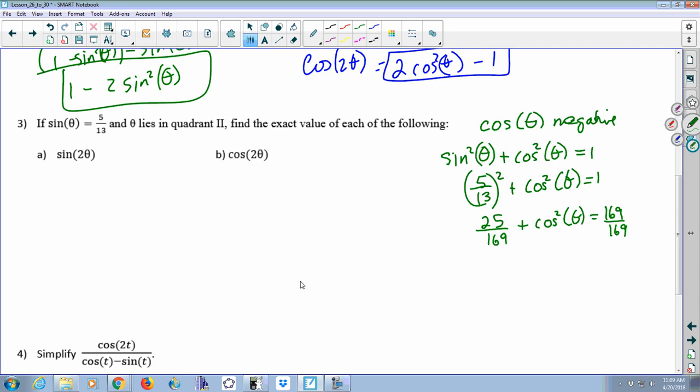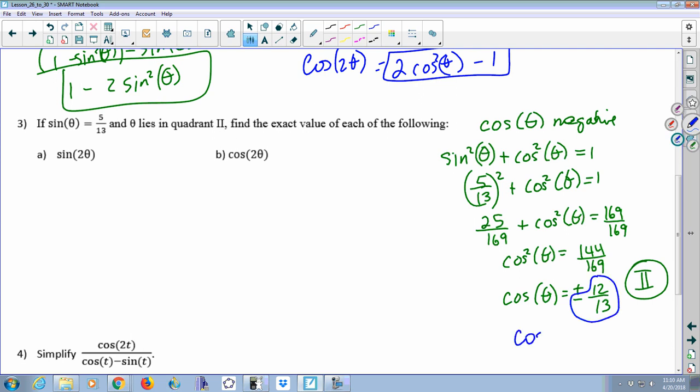And now I subtract 25/169ths from both sides, and I get 144 over 169. I like that because both of those numbers are nice perfect squares, so I don't have any radicals or irrational numbers in my answer. The square root property tells me I could have two possibilities here, plus or minus 12/13. But I remind myself, think second quadrant. So that means cosine of theta is negative 12/13.